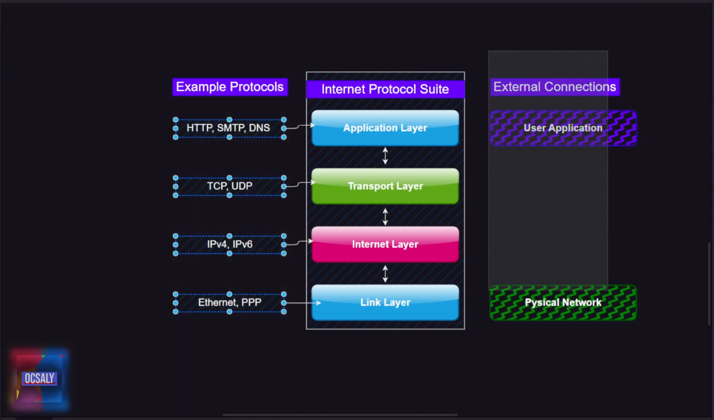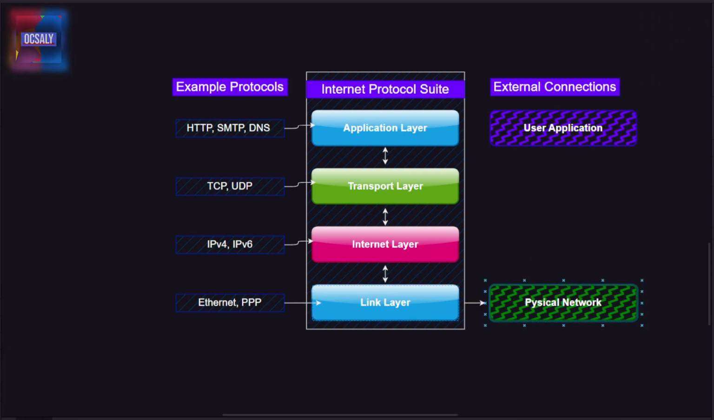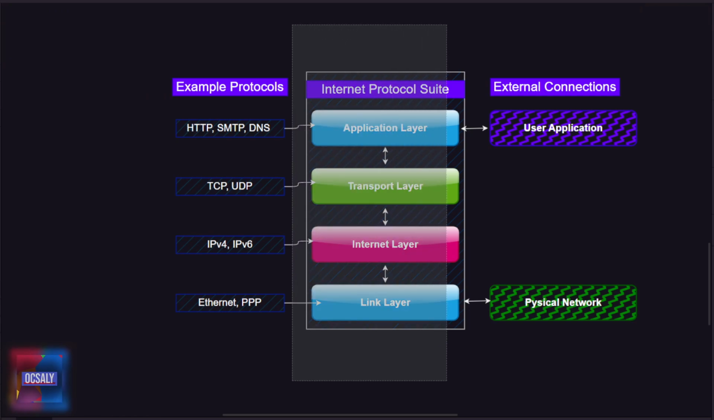And these are the external connections here. The link layer directly connects to the physical network, and the physical network connects directly to the link layer. I will apply the same for the user application, whether it is a browser or just an online game. It works like that. So now I will explain the Internet Protocol Suite.